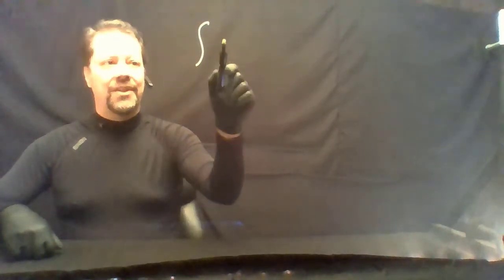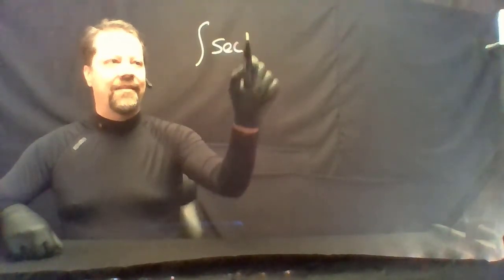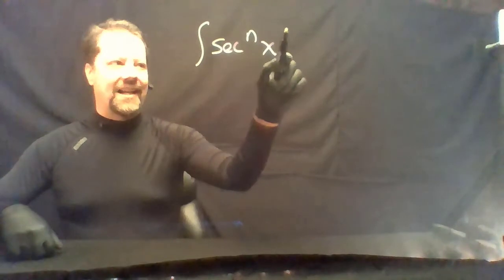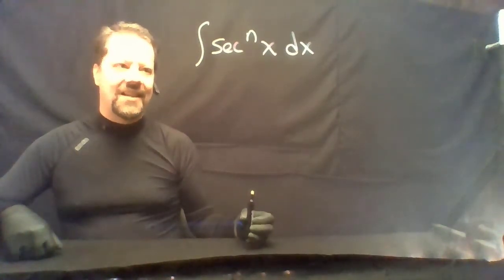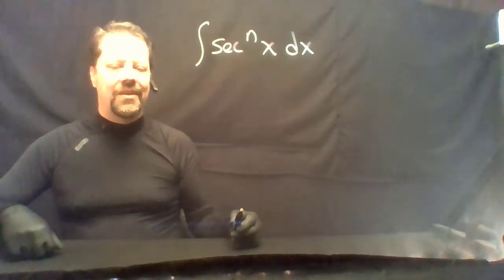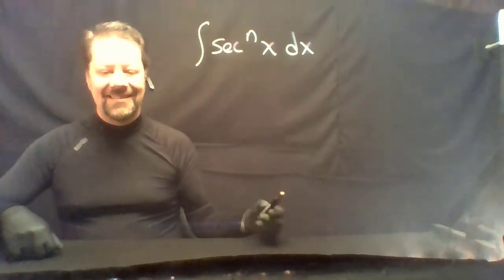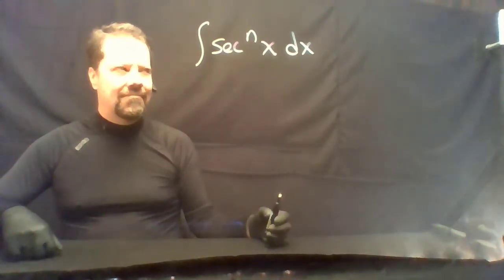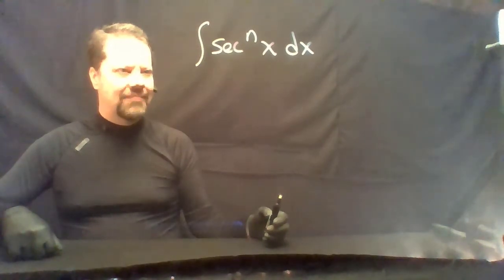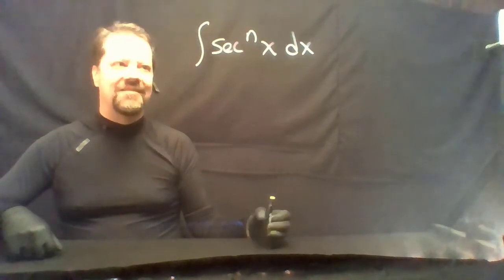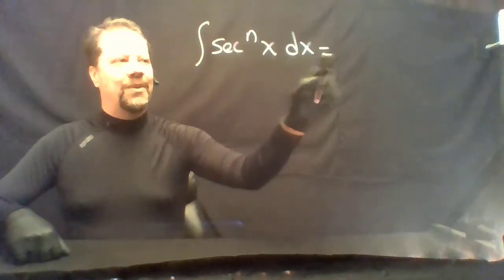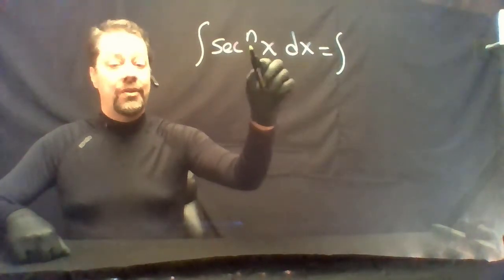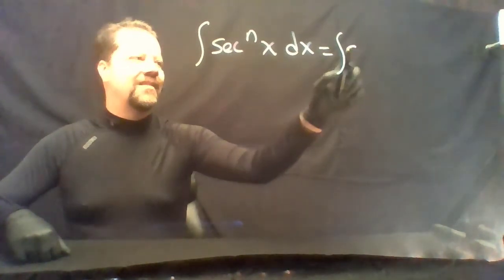Let's calculate a reduction formula in the case of the integral of secant to the n x dx. In this case, what is the derivative of secant? Isn't it secant tangent? How are we going to deal with that? What we'll do is we'll split off two of these.